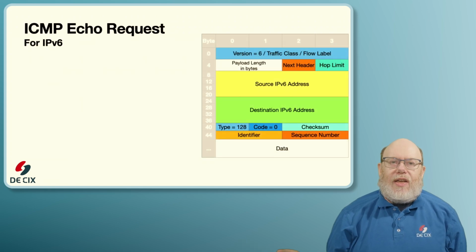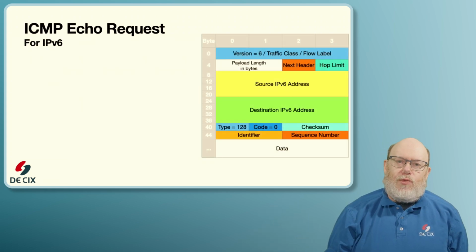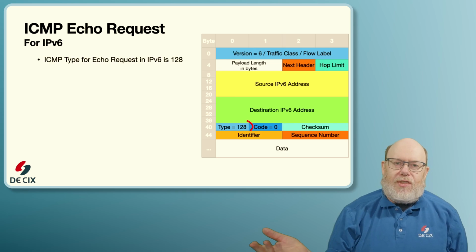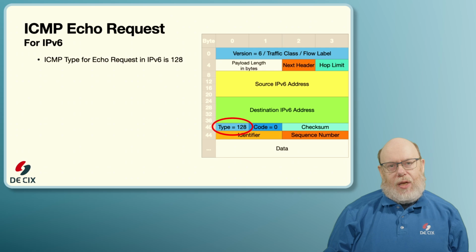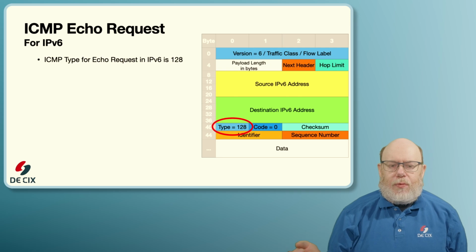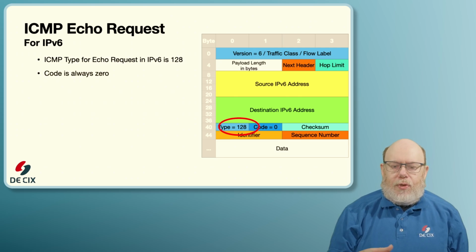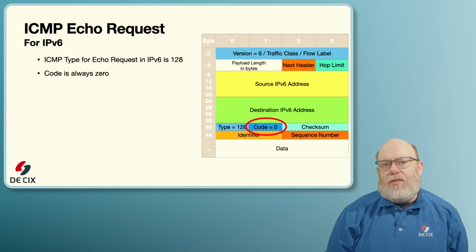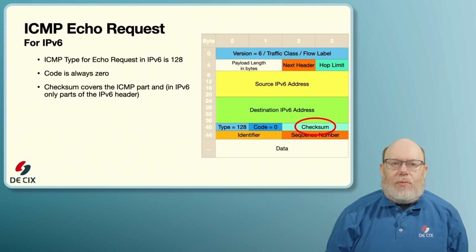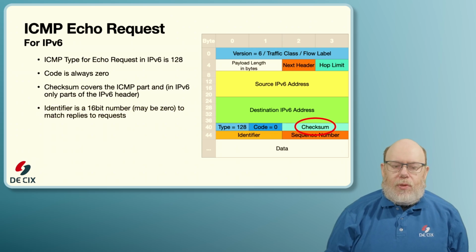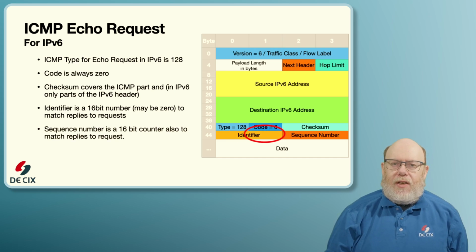So how does an echo request and echo reply look like? This is here now for IPv6. We have, of course, the standard IP header with the source and the destination IP address. We have the ICMP type, that's 1 octet, 1 byte. And in IPv6, the ICMP type for echo request is 128. So you put in 128 in the type field, you put in 0 in the code field, you calculate the checksum from the header of the packet, and you put in an identifier. You can put in an identifier, you don't have to, and you put in a sequence number.